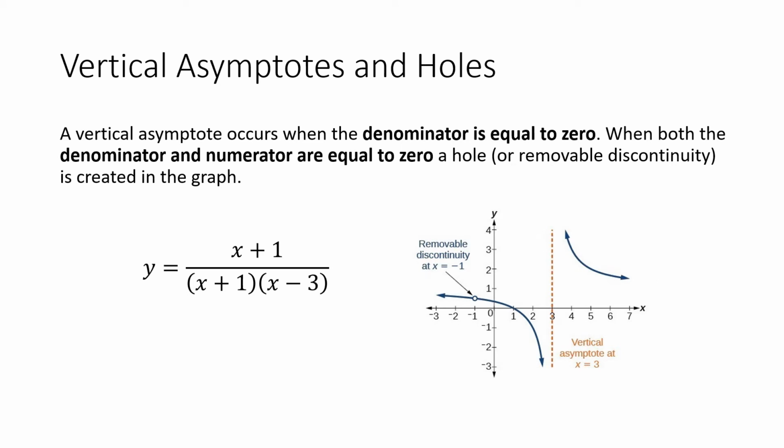Now, remember, a rational function is a fraction, and you learned back in middle school that the big no-no with fractions is you cannot divide by 0. So if you tried to type this in your calculator, 1 divided by 0, you get an error. 1 divided by 0, 2 divided by 0, 3 divided by 0, even 0 divided by 0. It's just not possible. So a vertical asymptote is what happens when the denominator is equal to 0.